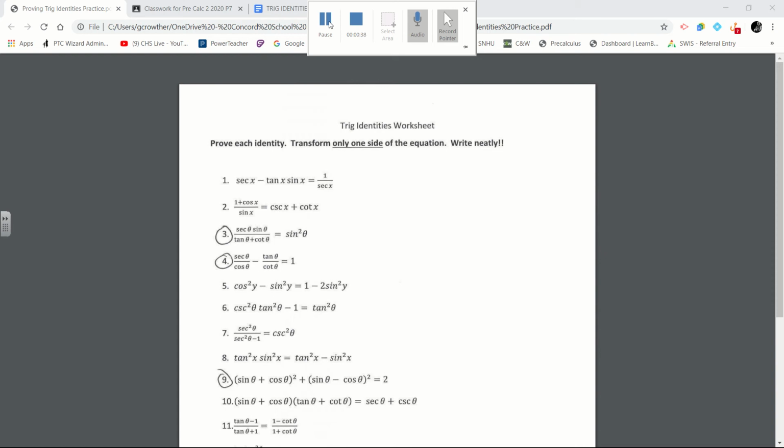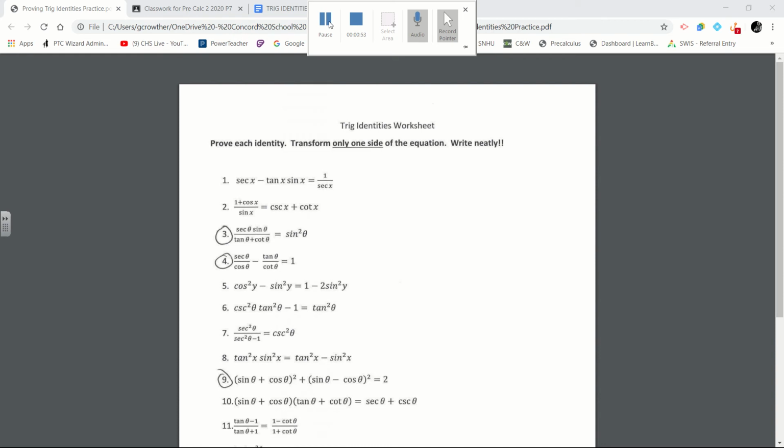This is about proving the trig identity. So proving the left equals the right. Again, we want to make sure that we're only focusing on one side in this situation, not both sides. It's not our traditional type of equation.